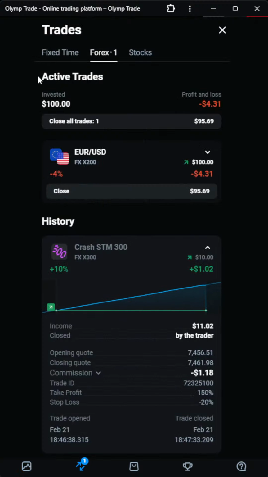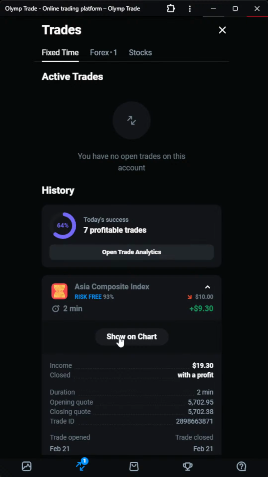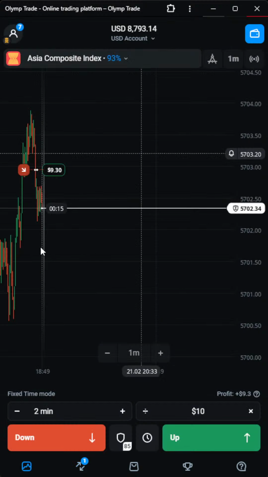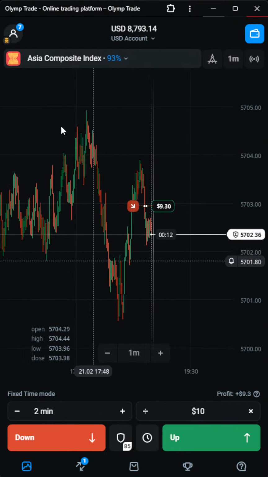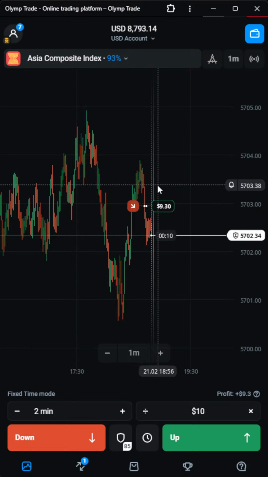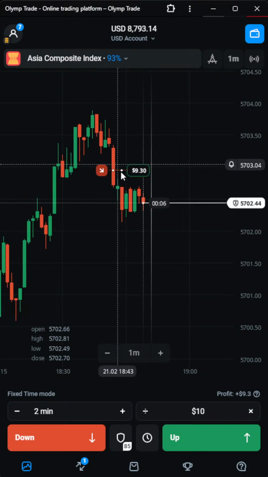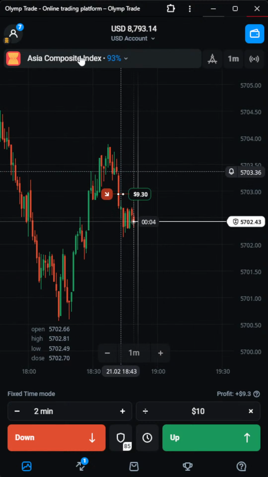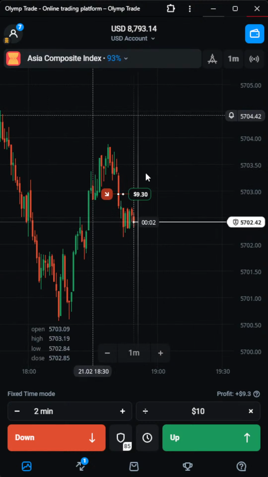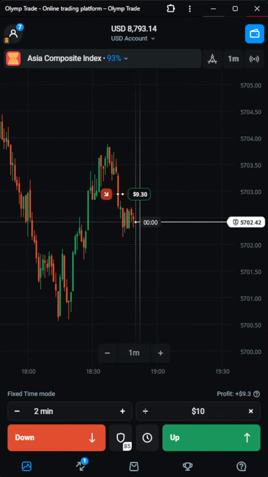I haven't checked that out. So our last trade, which we have taken on the Asia Composite Index, tends to be profitable. We took the trade because it was a continuous downtrend, and here there was a red candle formation which was a confirmation that the downtrend can continue, and that's why we took the trade. I will also be taking some live trades using the trading strategy.